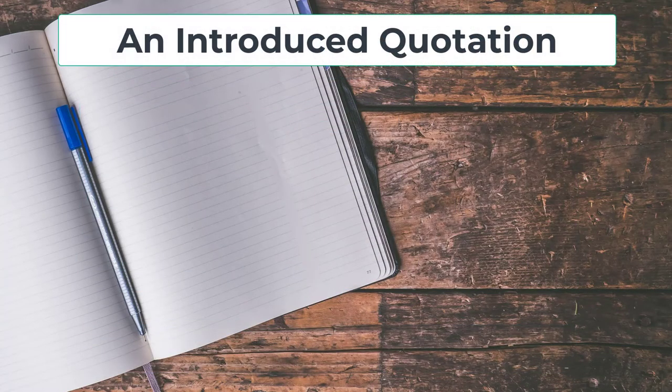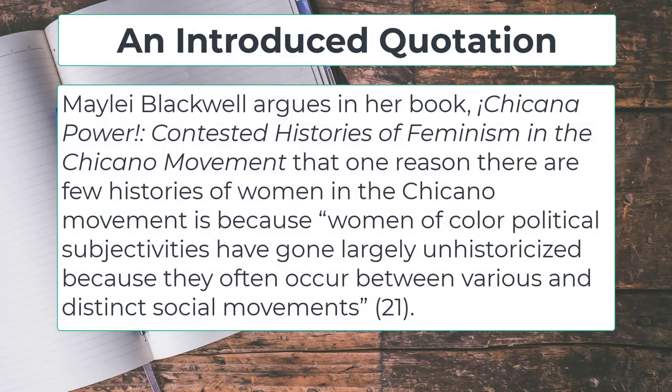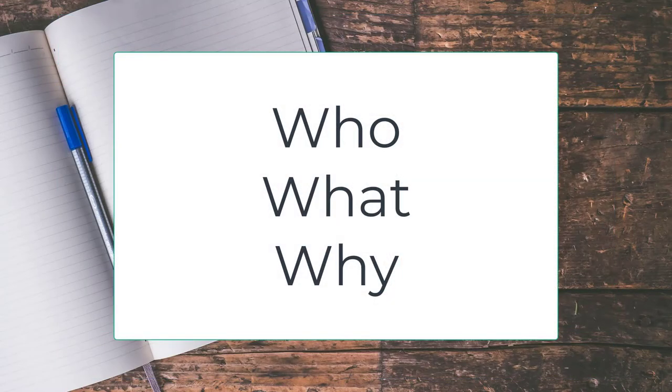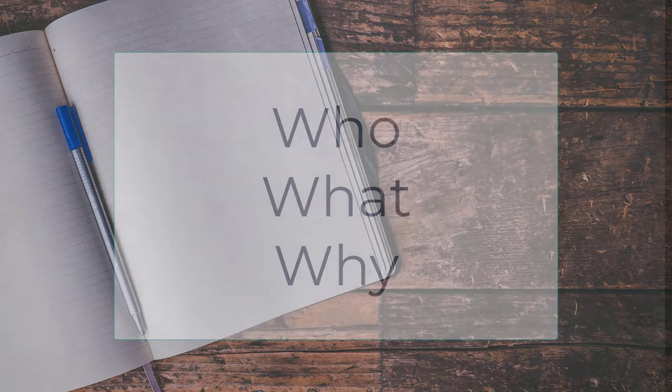Here's a better example of how to introduce and explain the same quote. Miley Blackwell argues in her book, Chicana Power: Contested Histories of Feminism in the Chicano Movement, that one reason there are few histories of women in the Chicana movement is because women of color political subjectivities have gone largely unhistoricized because they often occur between various and distinct social movements. With this sentence, we know the who, what, and why of the quote.